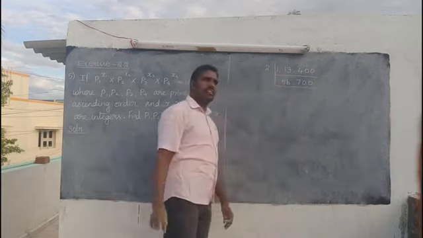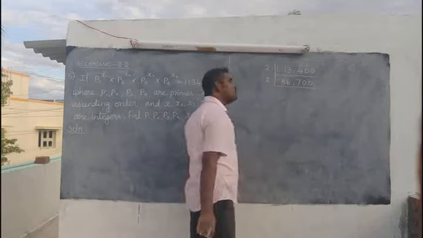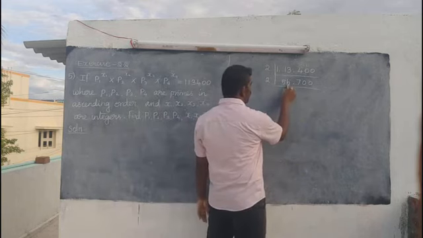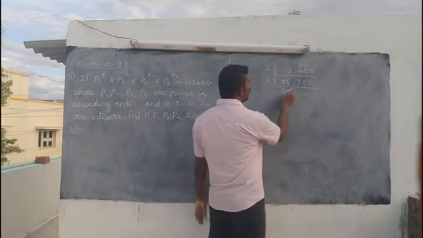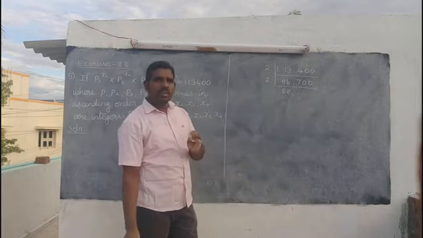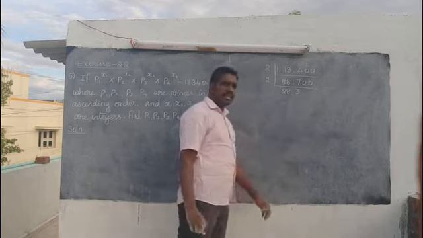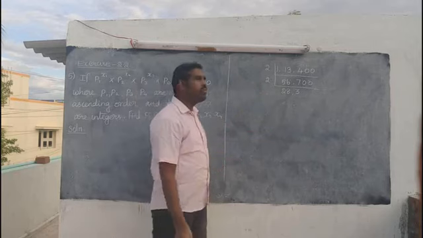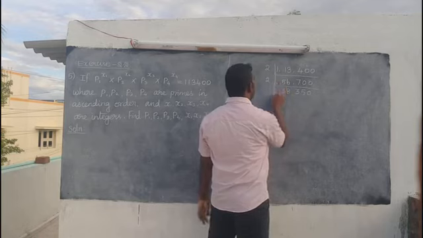Again this value is divided by 2. In 5, 2 goes 2 times, remainder 1, we get 16. In 16, 2 goes 8 times. The next value is 7. In 7, 2 goes 3 times, so 3 twos are 6, we get remainder 1. So the next value becomes 10. In 10, 2 goes 5 times. The next one is the value 0.